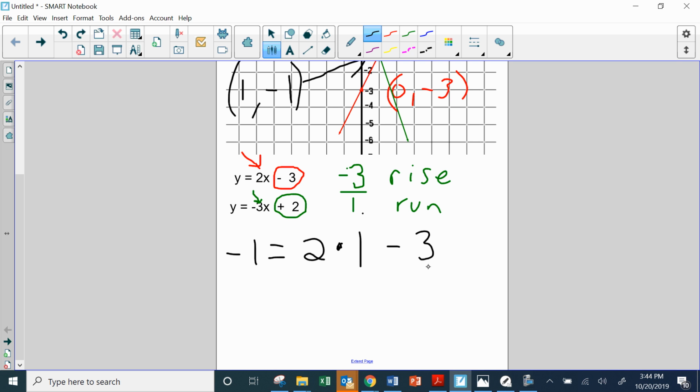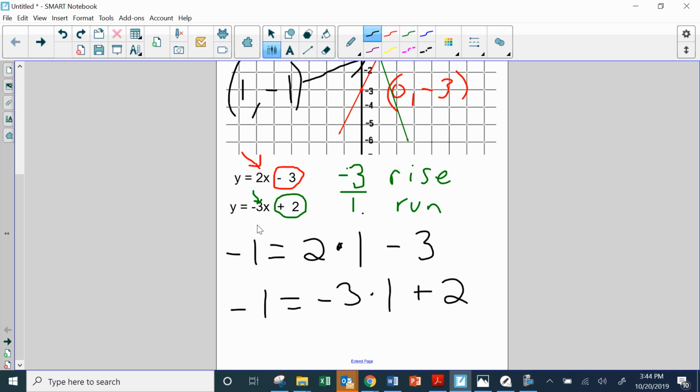So now let me test the bottom equation. Once again, y is -1, and that should equal -3 times, we said x was +1, and then +2. So let's check it again. -1 on the left, -3 times +1 is -3. -3 plus 2 is -1. So it works for the second equation as well.